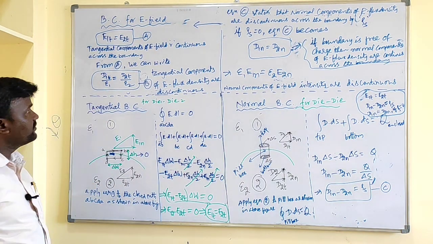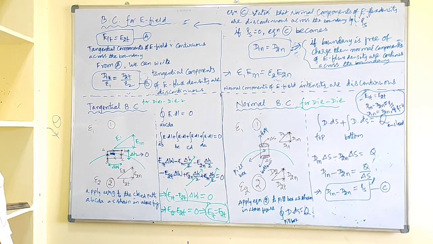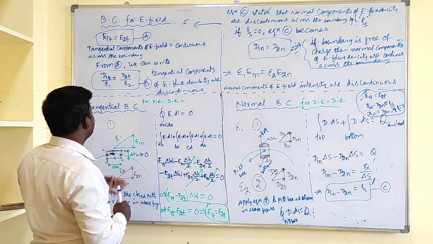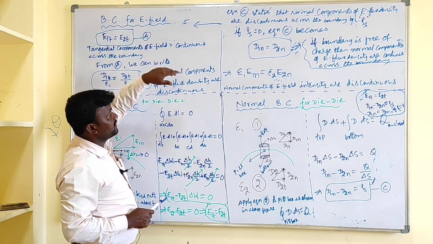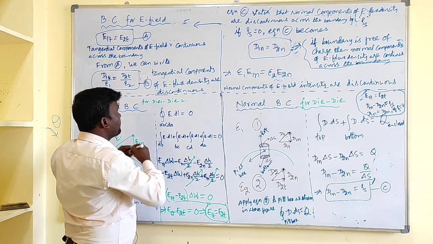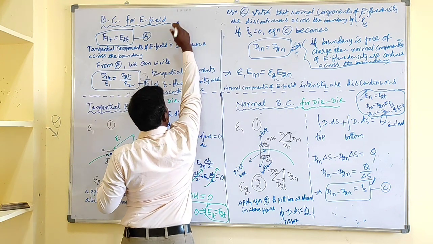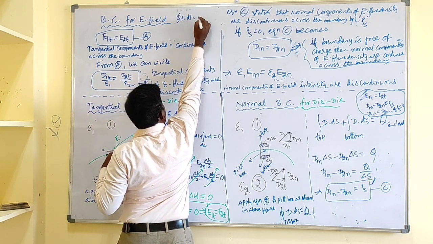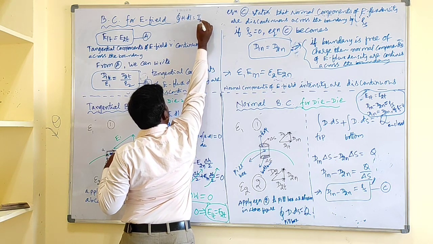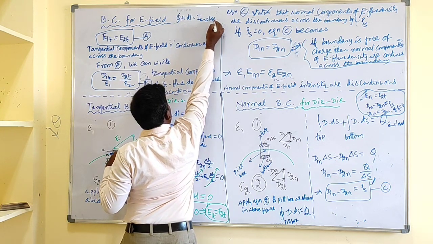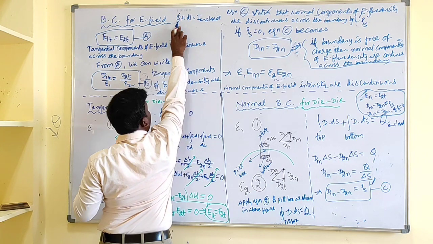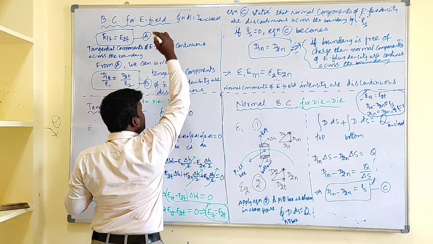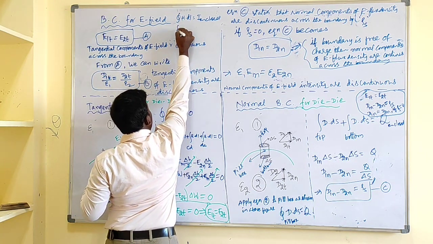Now we can derive the magnetic field boundary conditions. In order to derive these, we need to use the equation integral H dot dl equal to I enclosed. This is one of Maxwell's equations, Ampere's circuital law. Instead of integral E dot dl, you need to take integral H dot dl. And another one is what?